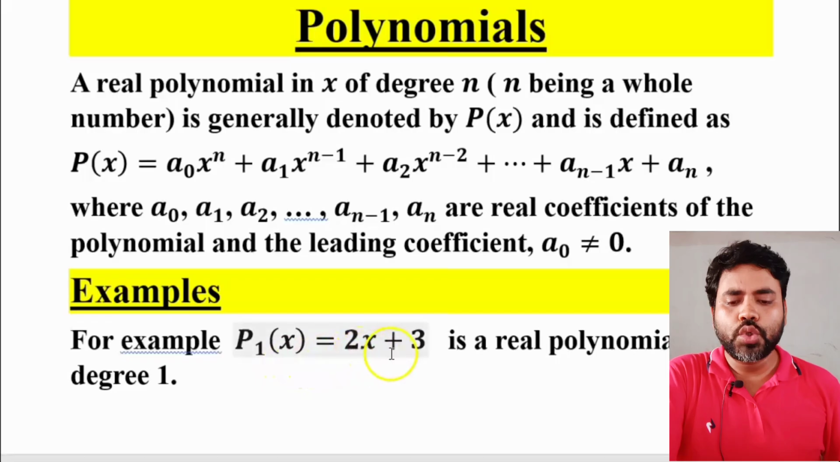P1(x) equals 2x plus 3. This is obviously a real polynomial because here the leading coefficient 2 and the constant term 3 are real numbers. So P1(x), which is equal to 2x plus 3, is a real polynomial, and here the power of x is equal to 1. So the degree of this polynomial is 1. We call this polynomial a real polynomial.